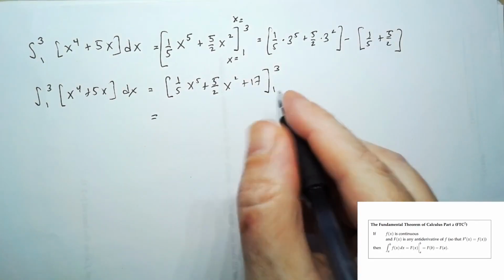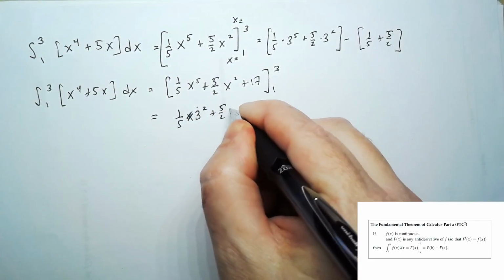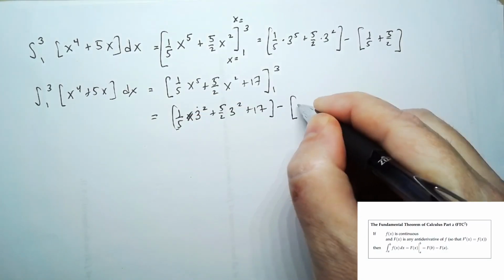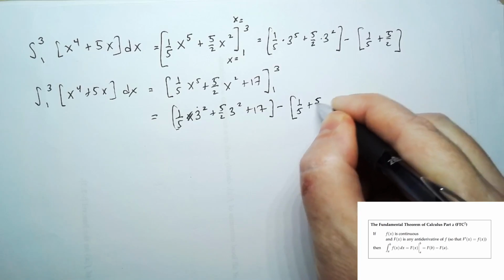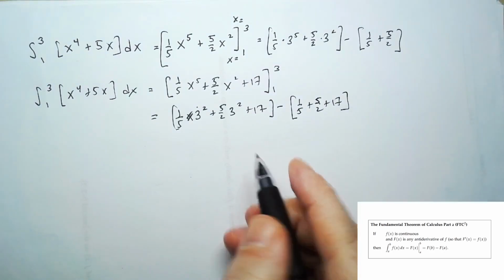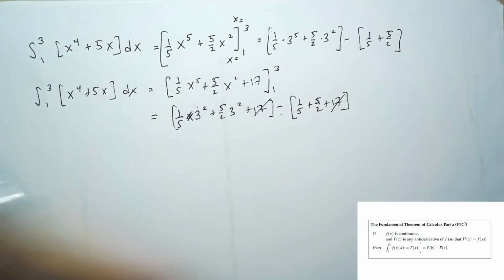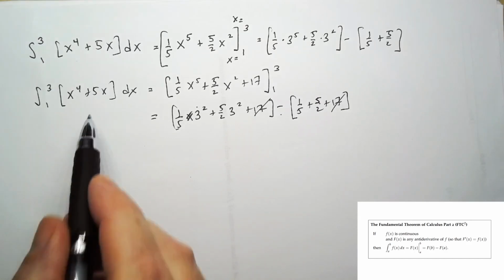Well, I would plug in 3, then I would plug in 1, and I would subtract these two quantities. But when I do so, this 17 minus that 17 will cancel, and I'll get the same answer as before. This procedure works as long as we can think of an antiderivative of our integrand.